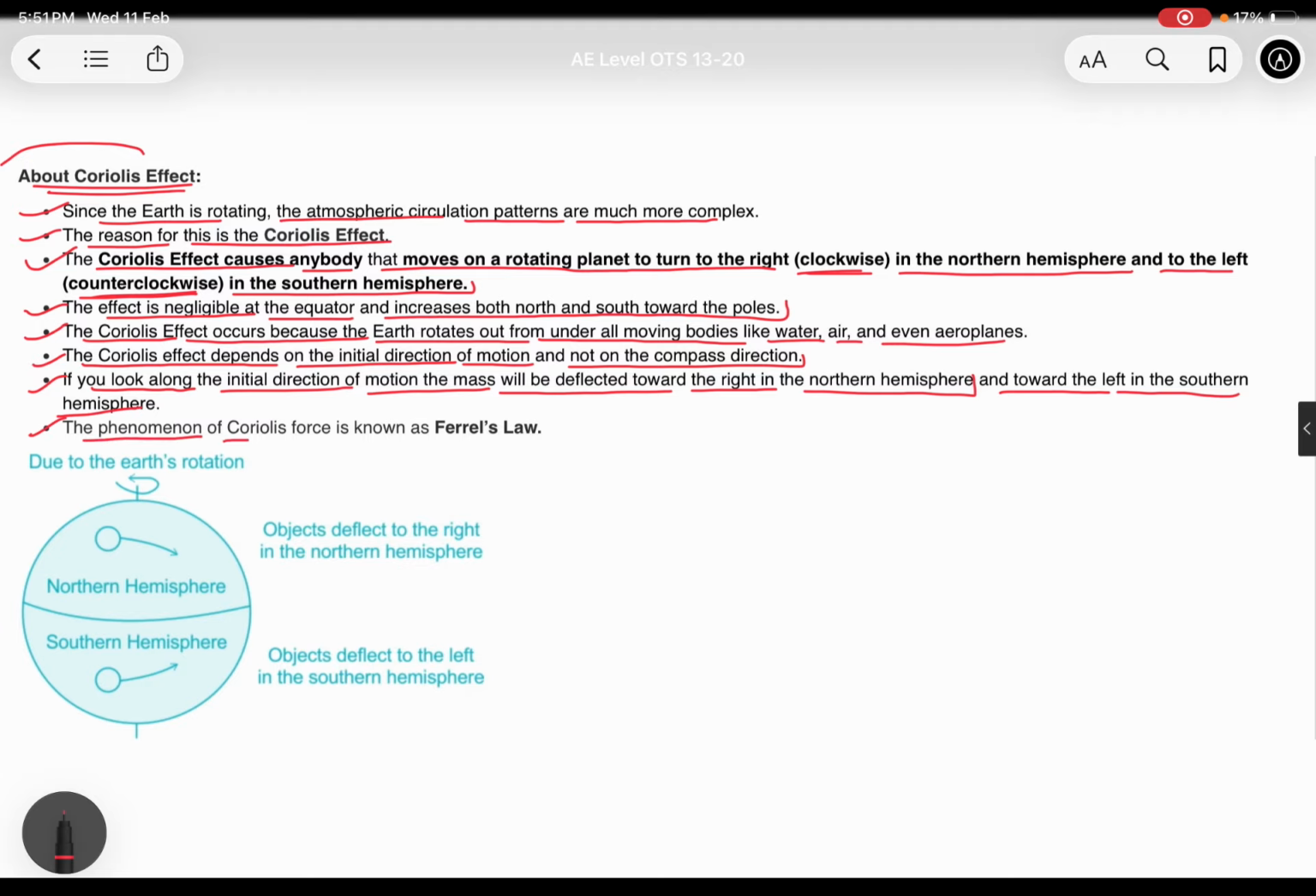The phenomenon of the Coriolis force is known as Ferrel's law. Due to the earth's rotation, objects deflect to the right in the northern hemisphere and objects deflect to the left in the southern hemisphere. This is the northern hemisphere, this is the southern hemisphere.